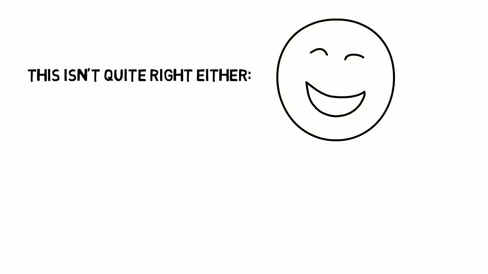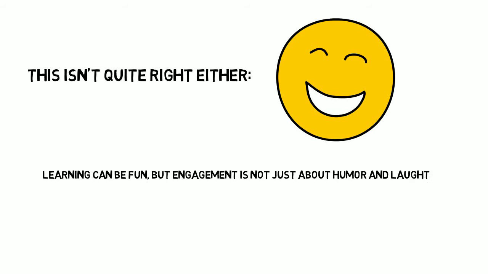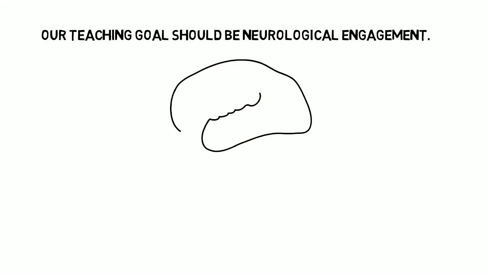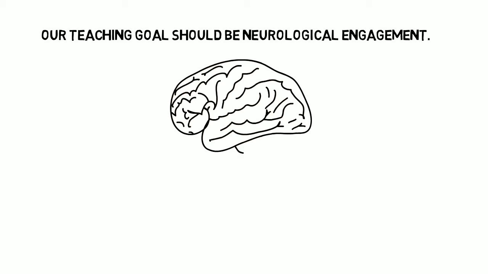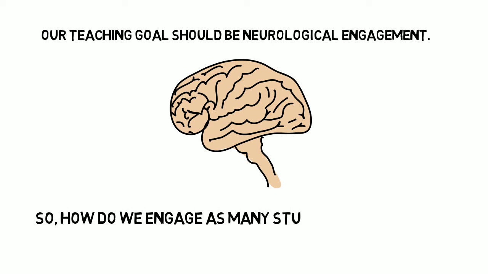Now, we're not talking about this type of engagement either, where everyone is smiling and happy and whatnot. Learning can be fun. Learning is fun, but it's not all fun and games. It's not all about just humor and laughter. So our teaching goal should always be neurological engagement. What can we do to get at different parts of the brain to really engage all students visually, kinesthetically, and in so many different ways that our students really get to work with the material.